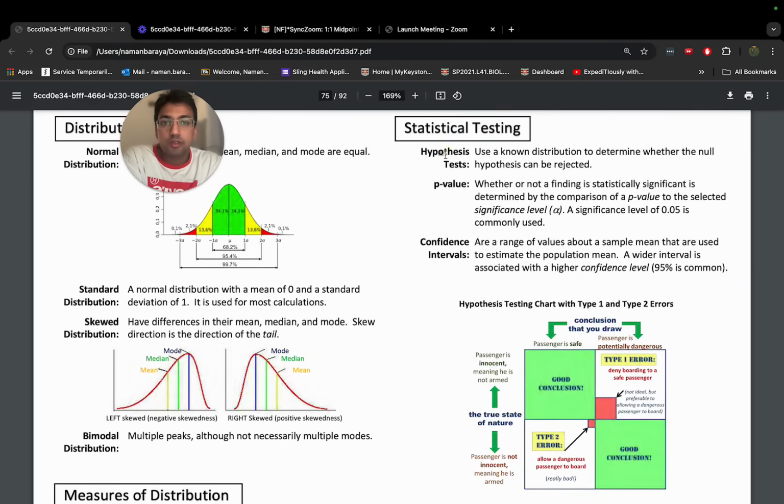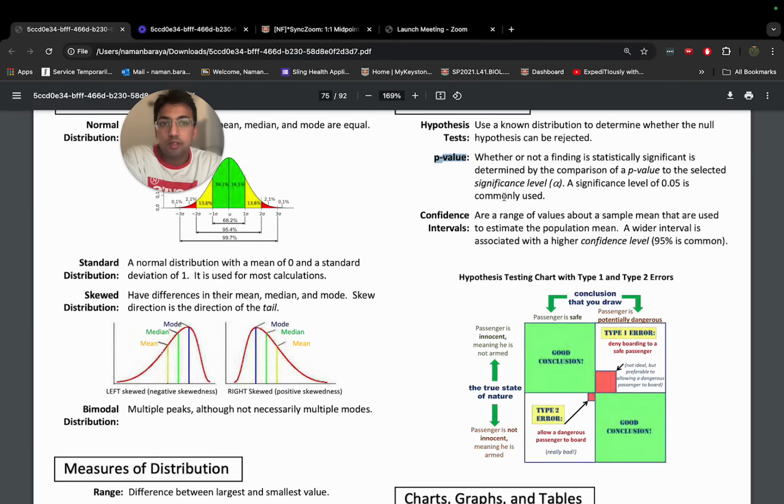Statistical testing, so there's hypothesis test. We want to figure out whether the null hypothesis can be rejected. P-value is how we do that. There's a significance value. Usually significance value is 0.05, which is that we're allowing 5% probability that the outcome can happen by chance. And then p-value is what's the probability that this outcome happened by chance.